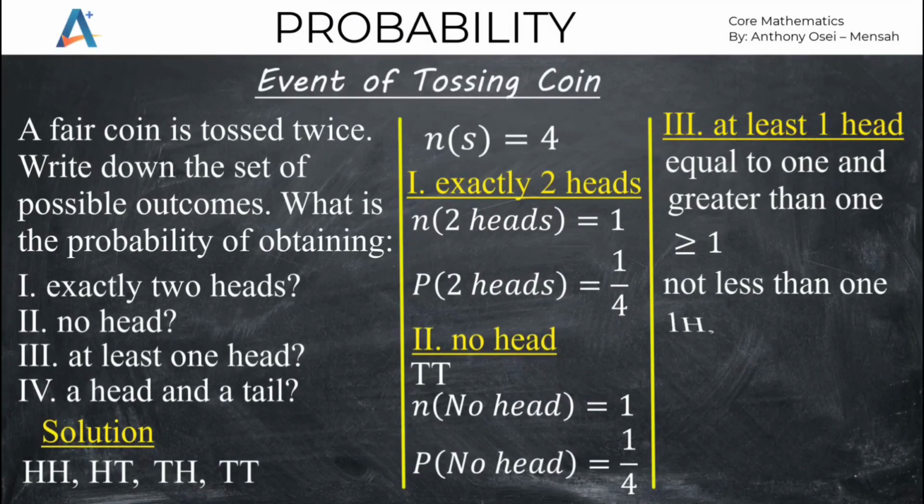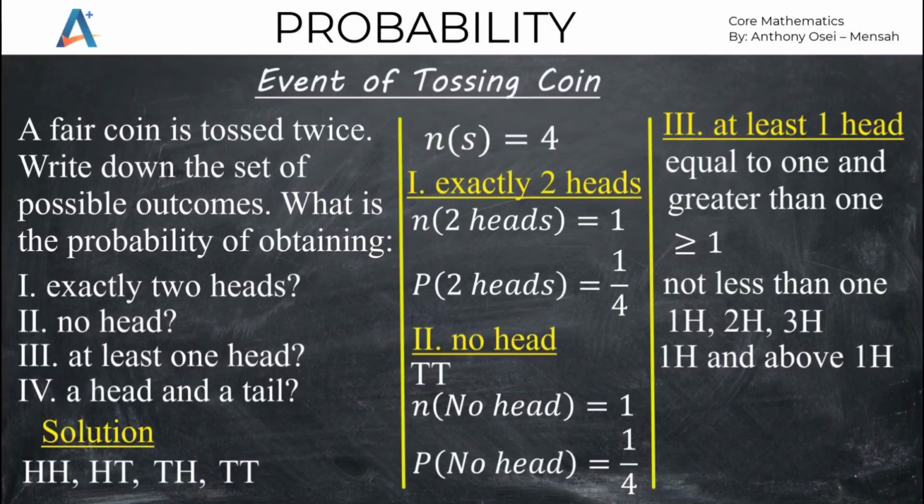And so we are talking about 1 head or 2 heads or 3 heads if possible. So 1 head and above 1 head. Those who had 1 head qualify to be at least 1 head, and those who have 2 heads also qualify. And if there are 3 heads, they also qualify, 4, 5, and so on. But all you need to know is 1 and above 1 head.